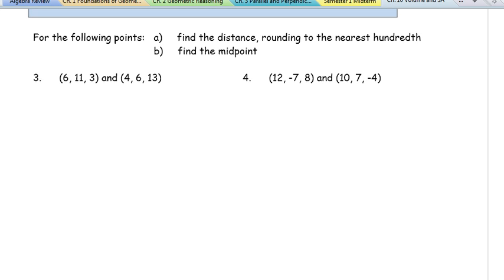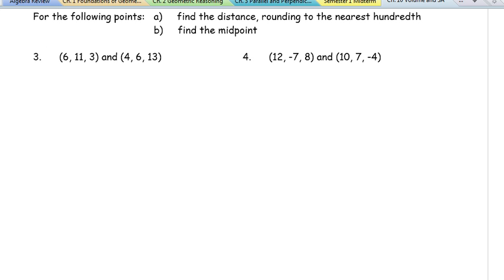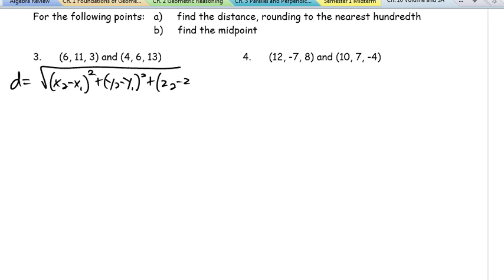Let's try a couple. Find the distance, to the nearest hundredth, and find the midpoint. I'm probably going to do the first one and let you guys do the second one. So distance, I'll do that one first because it takes a little bit longer. So I have the square root of (x2 minus x1) squared plus (y2 minus y1) squared plus (z2 minus z1) squared, and here's your z, which is always your third number. Let me label these for you guys so we don't forget, and just start plugging in.